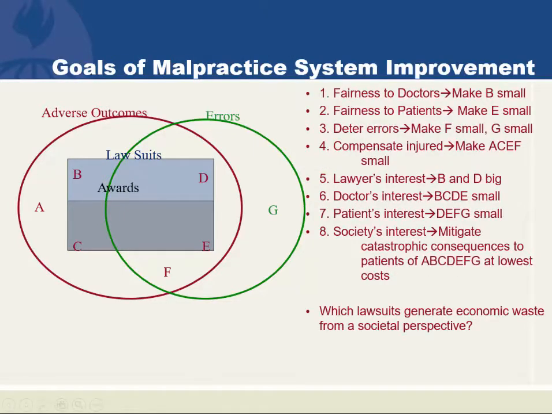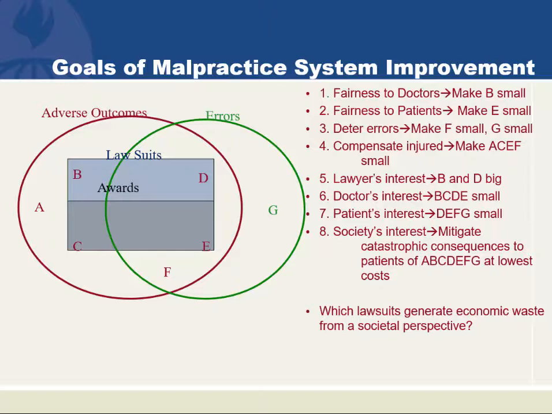So if we go through this diagram, we have several goals that we would like to accomplish in the malpractice system. To be fair to doctors, we want area B to be small. We want them to not be awarded malpractice suits when they don't make errors. When we want to think about fairness to patients, we want to make E small. We want patients to be awarded malpractice when they are the victims of errors that are related to adverse outcomes. We also want to generally deter errors. We want the entire green circle to become small. We want there to be more care and attention to safety in the system.